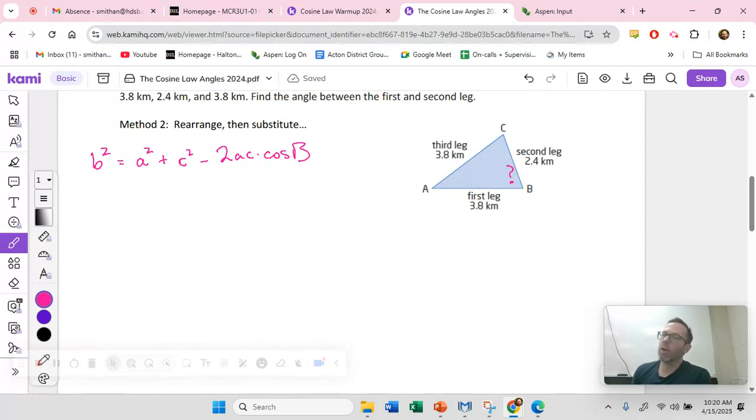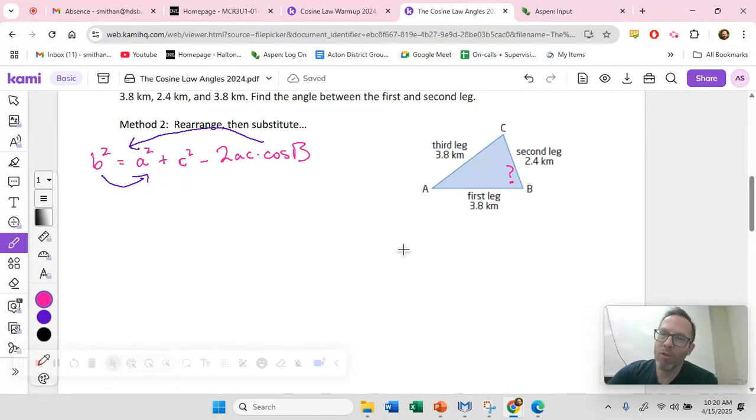All right. And what we're going to do is we're going to rearrange first and get a new version of the cosine law, a new formula. Well, not a new formula, just something that makes our lives a bit easier. To do that, I'm going to do a little bit of massaging, a little bit of rearranging here.